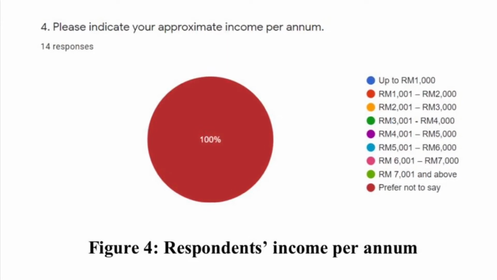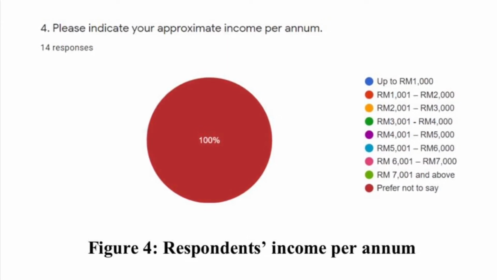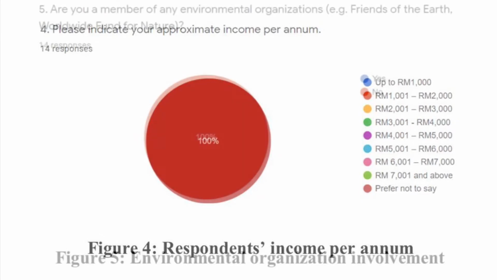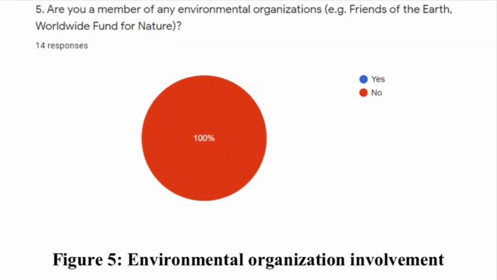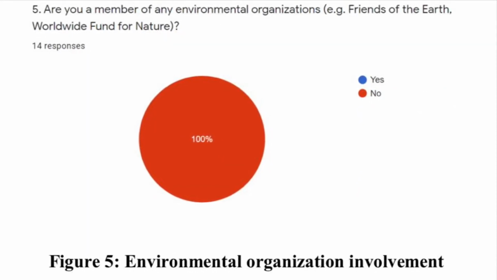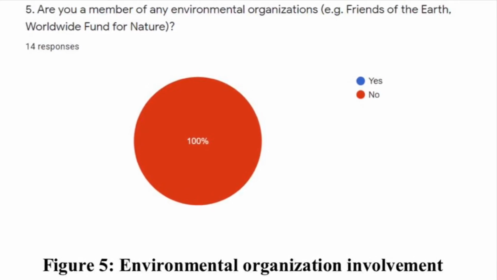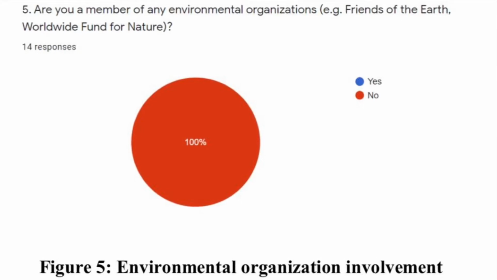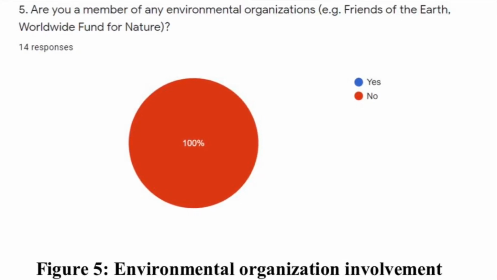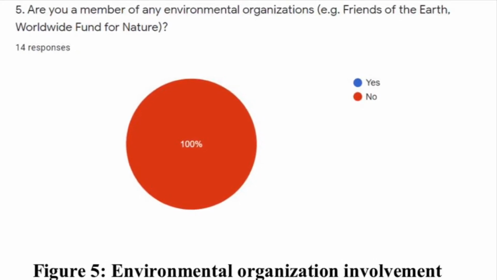Besides, it mainly comes from the students, so they would not have any income yet. In light of Figure 5, none of the respondents were a member of any environmental organization. The environmental organization should encourage people to join them to do many activities about saving our earth.